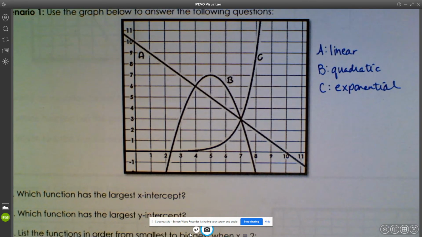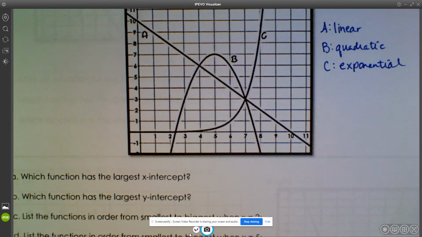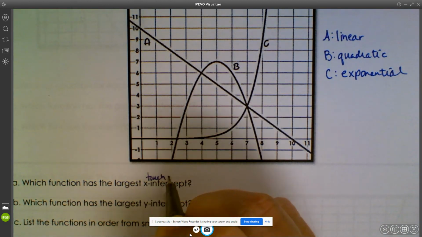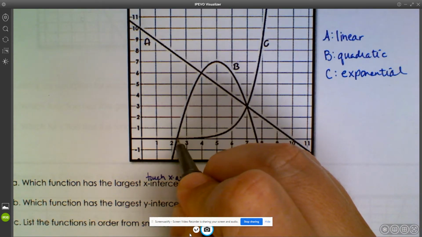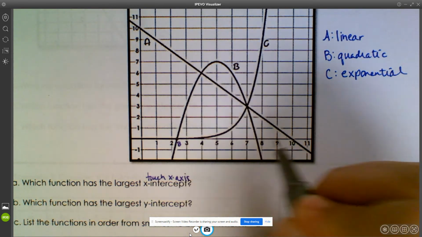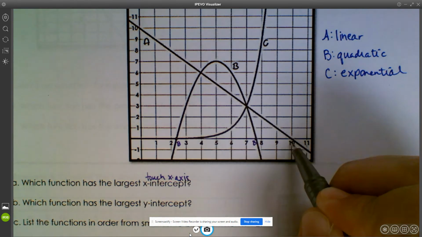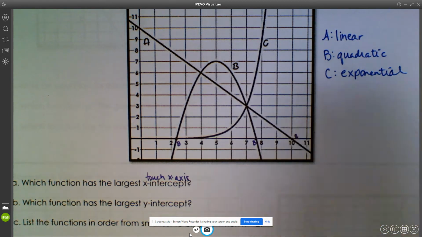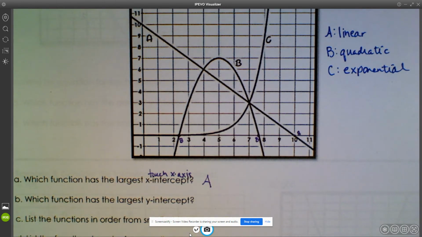Okay, which function has the largest x-intercept? Well, remember the x-intercept is where we touch the x-axis. So this is for function B. Here's an x-intercept for function B also. And then here's an x-intercept for function A. So it looks like function A has the greatest x-intercept.